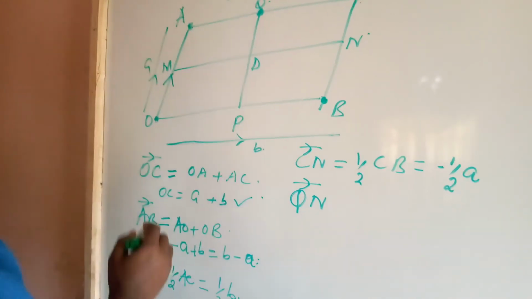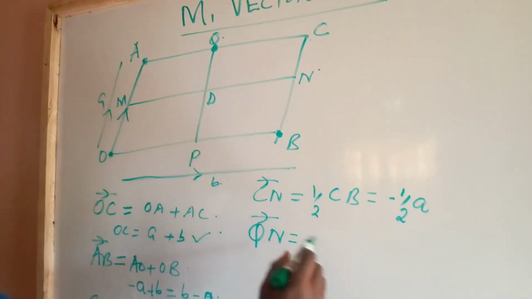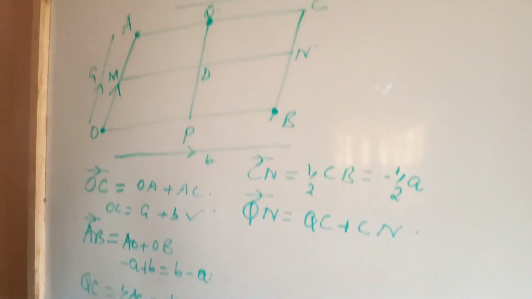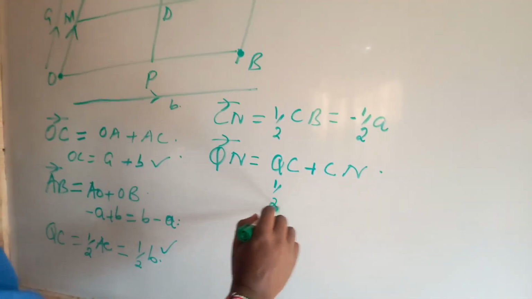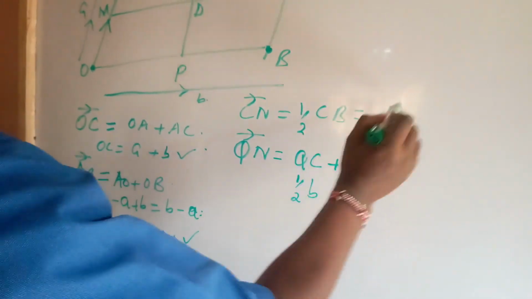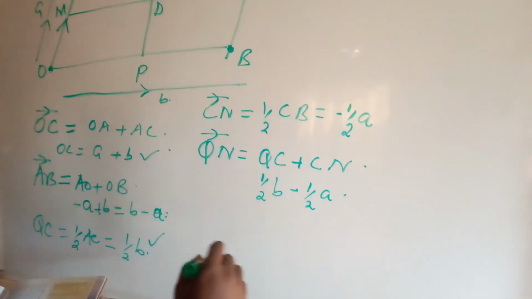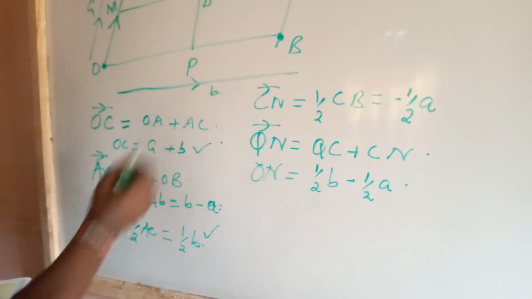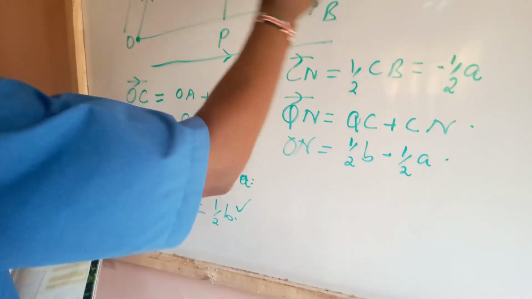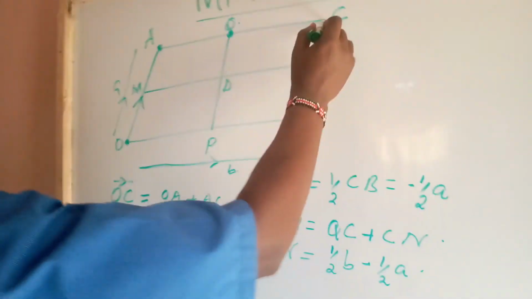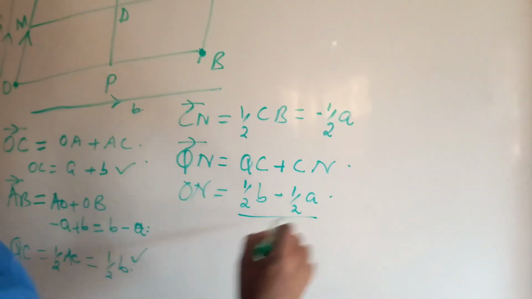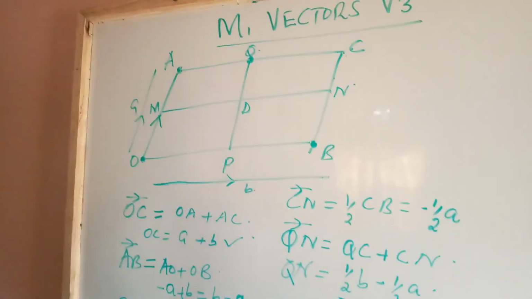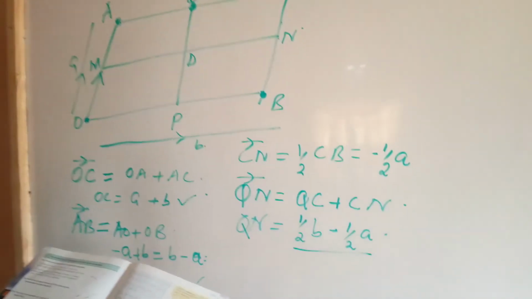QN, vector QN. QN is QC plus CN. And what is QC? We have QC here, which is a half B, plus CN, which is minus a half A. That is QN. Because QN is QC plus CN, and QC is a half B, and CN here is a minus a half A. So this is vector QN. That is as far as part A of the question is concerned.